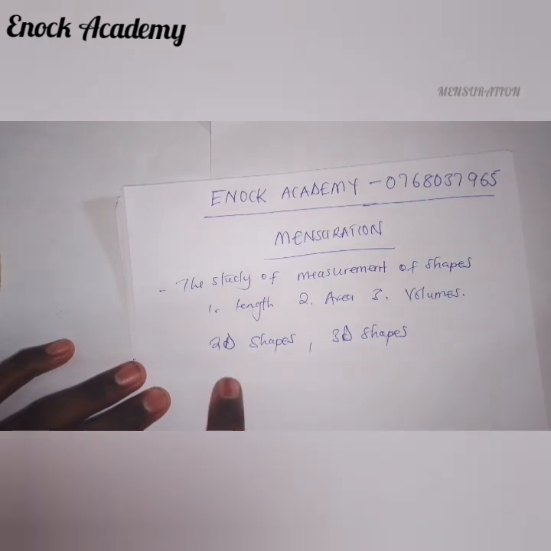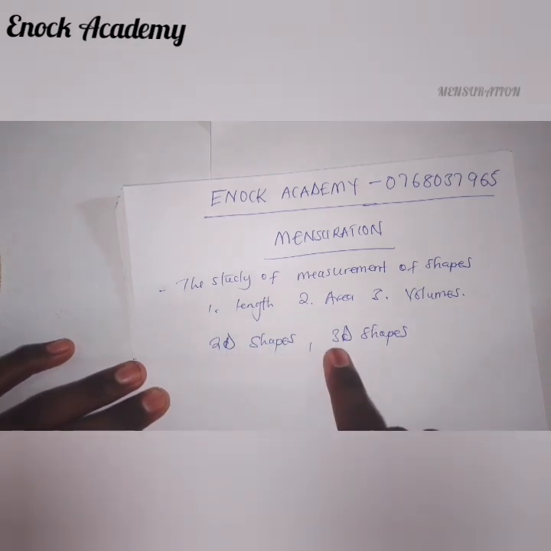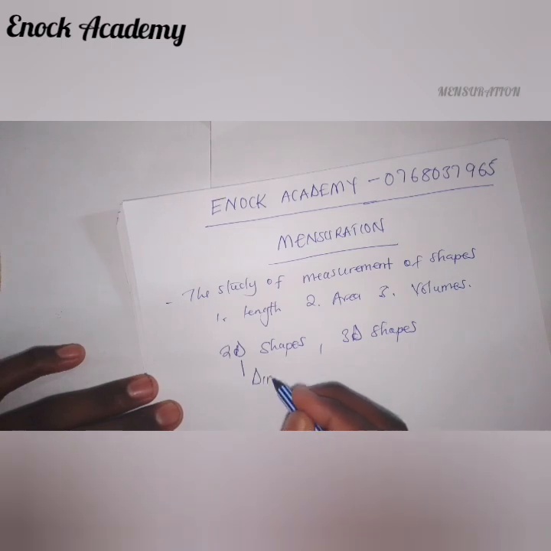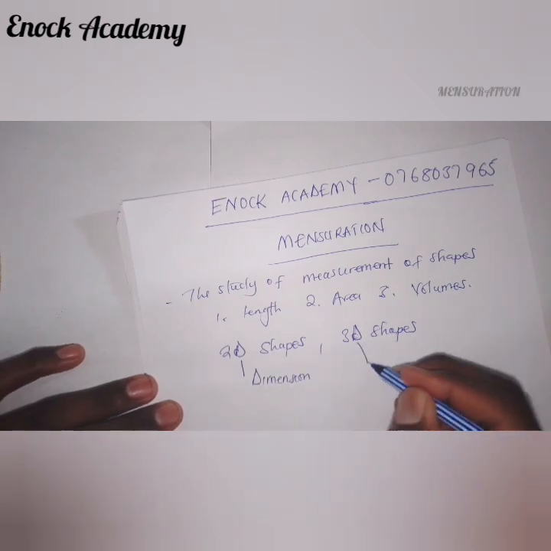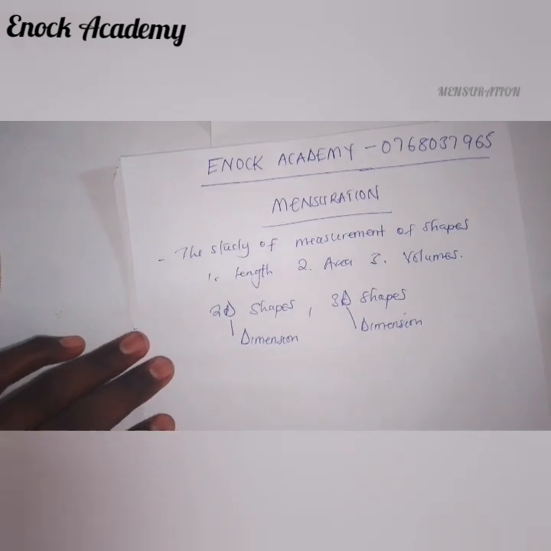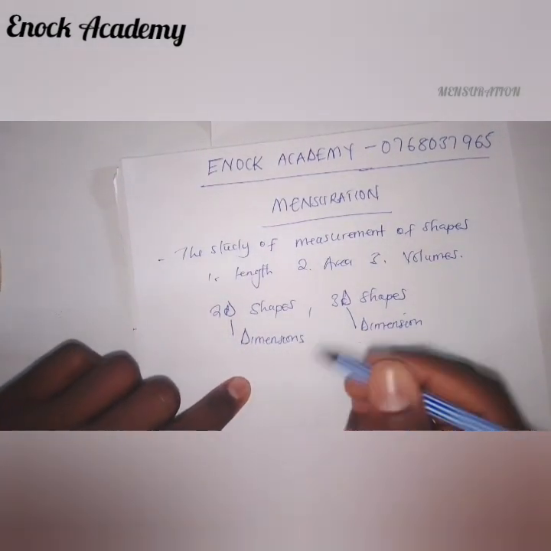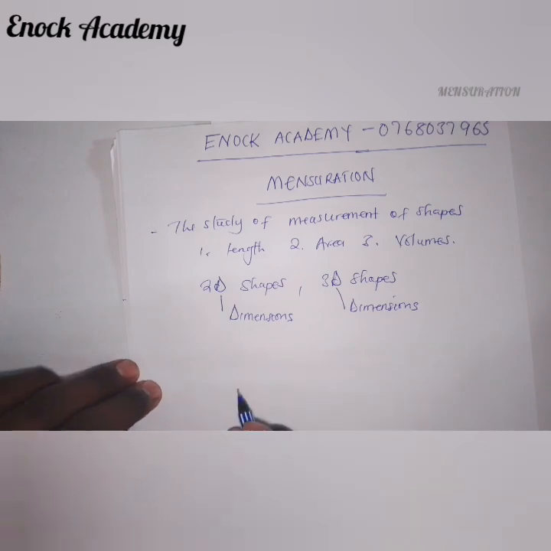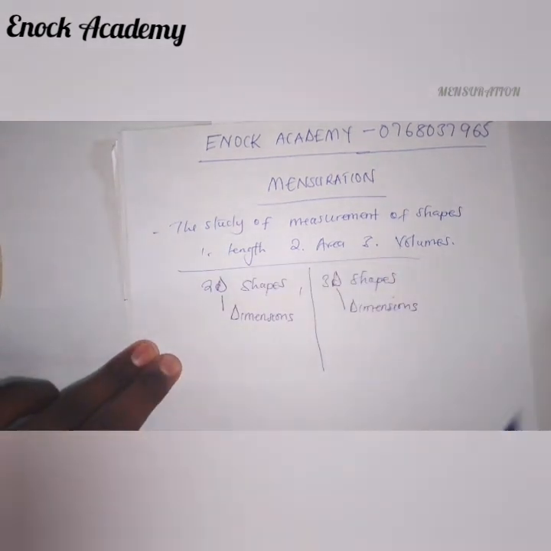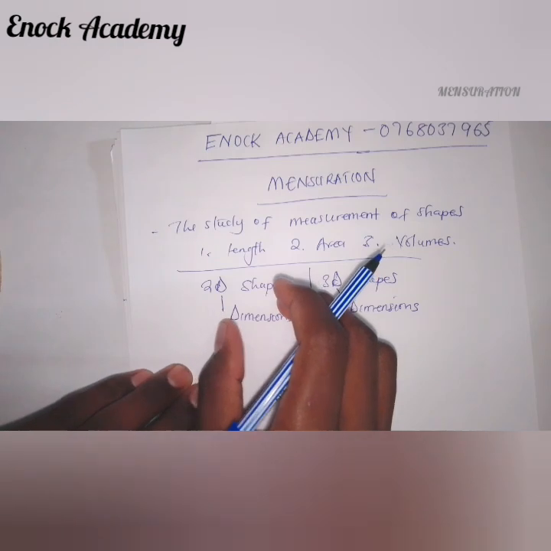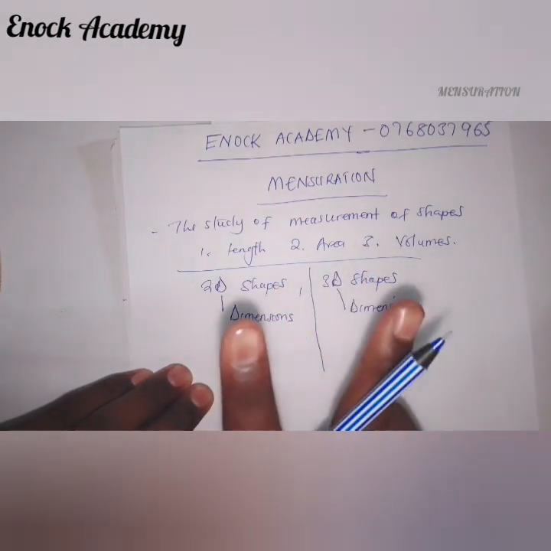So now, what are these shapes? What does it mean when they say 2D, and what does it mean when they say 3D? This D stands for dimension. Now, what does it mean? 2 dimensions and 3 dimensions. Let me demarcate. Here we have 2D, here we have 3D. The reason why these are called 2D shapes is because they only have 2 dimensions.